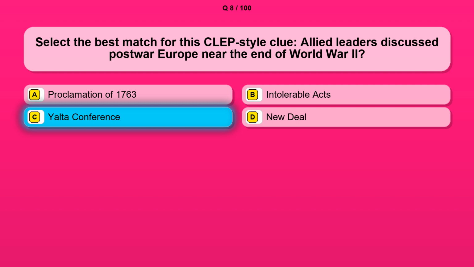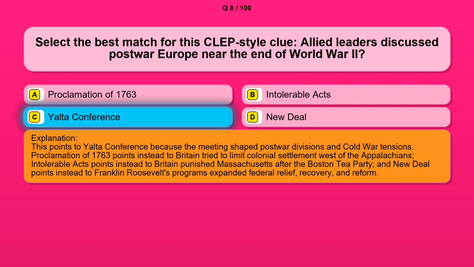The correct answer is option C, Yalta Conference. This points to Yalta Conference because the meeting shaped post-war divisions and Cold War tensions. Proclamation of 1763 points instead to Britain trying to limit colonial settlement west of the Appalachians. Intolerable Acts points instead to Britain punishing Massachusetts after the Boston Tea Party, and New Deal points instead to Franklin Roosevelt's programs expanding federal relief, recovery, and reform.